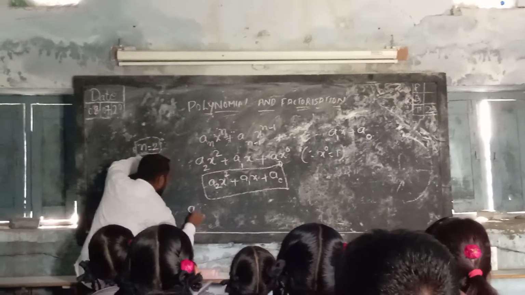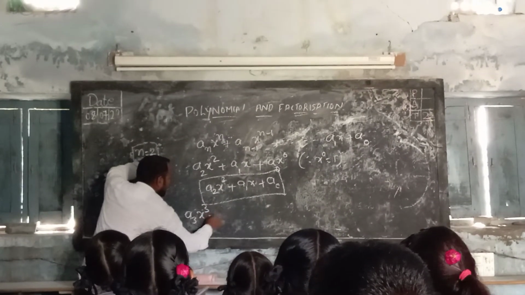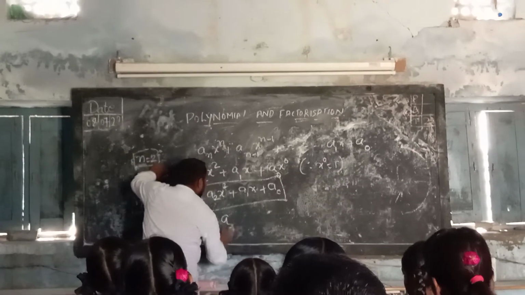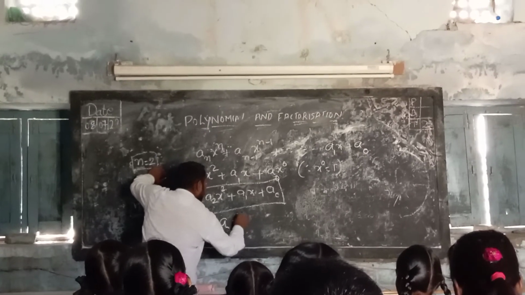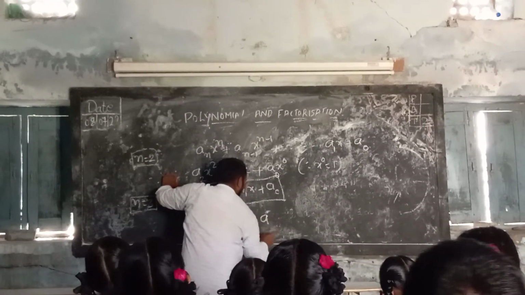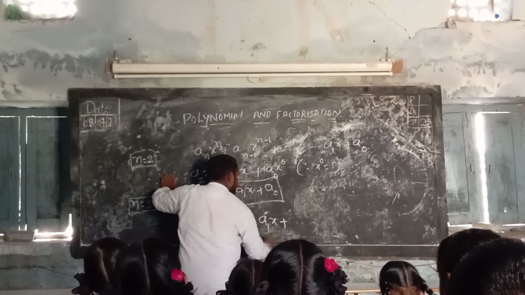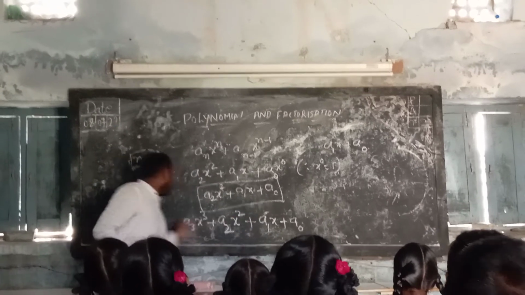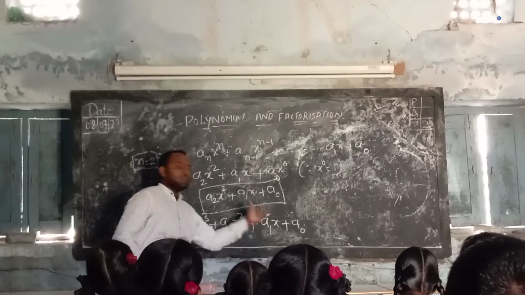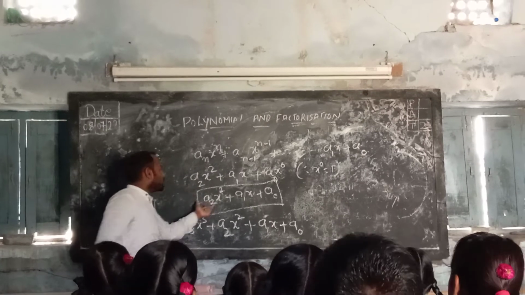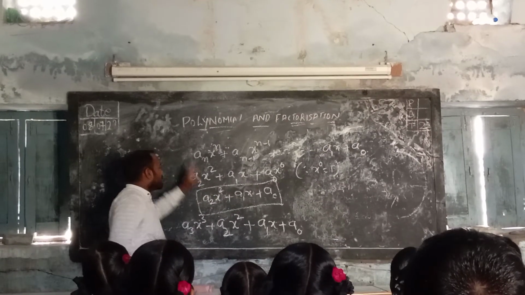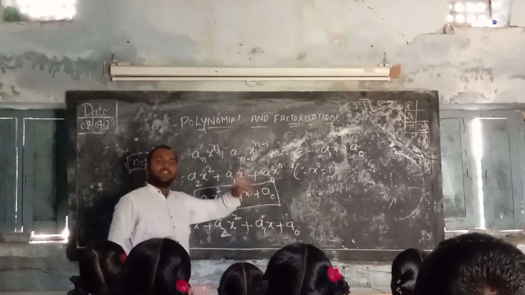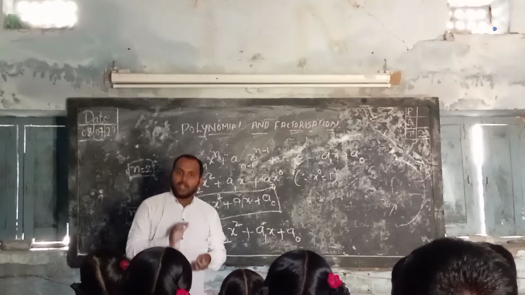Keeping here a3 x cube. Next term is a2 x square. Next a1 x. Next a0. 1 2 3 4. When n value is 3, how many terms are we getting? 4 terms. When n value is 2, we are getting 3 terms. When n value is 1, we are getting 2 terms. When n is equal to 0, we are getting 1 term.